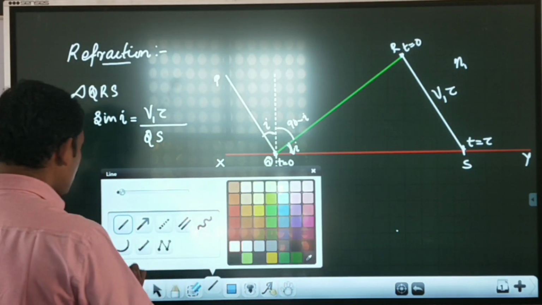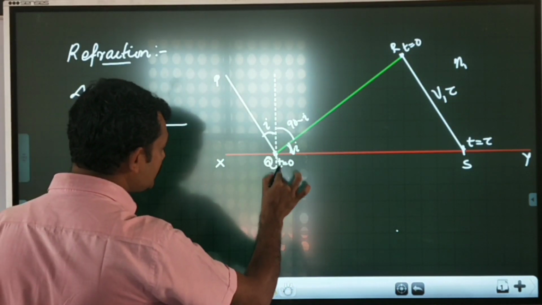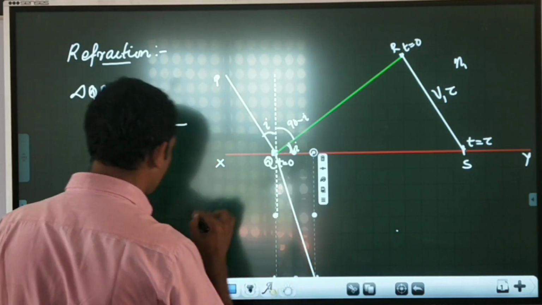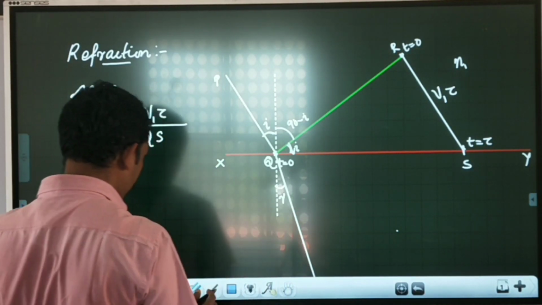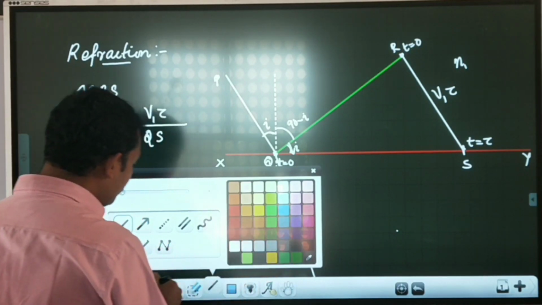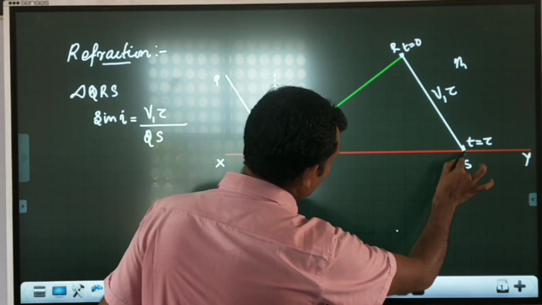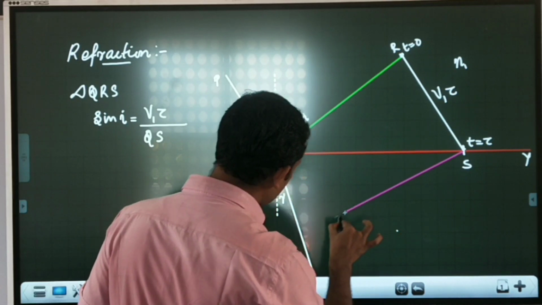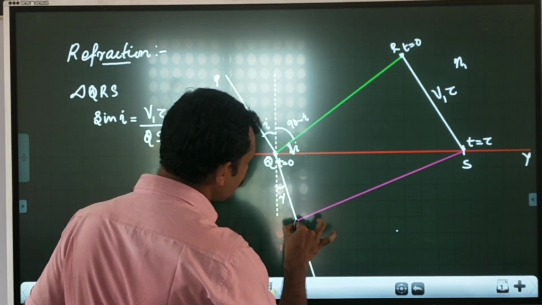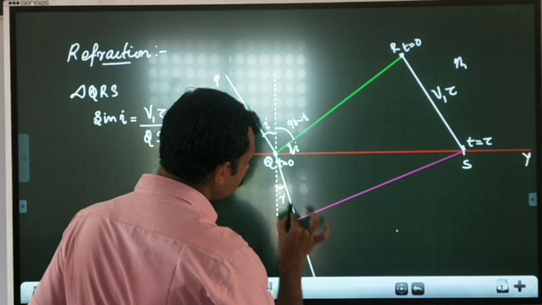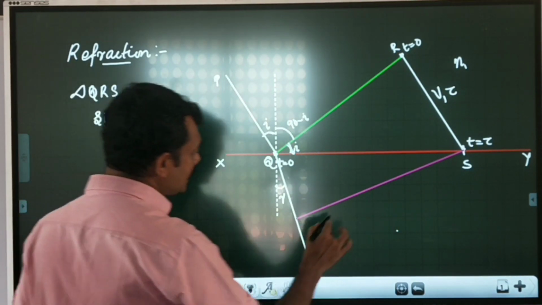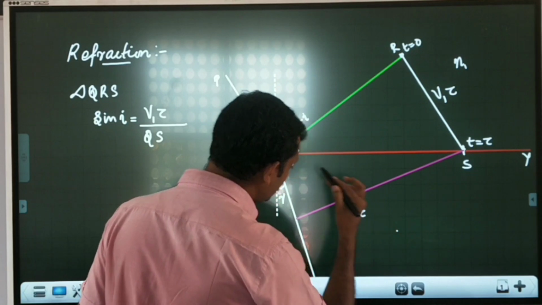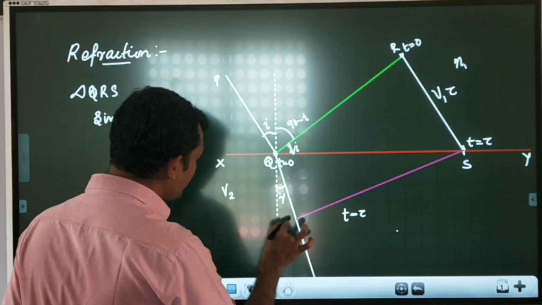Now the light which is incident here at t equal to tau undergoes refraction. Let me take this angle as R. Drawing the refracted wavefront now, I have to draw the wavefront in such a way that it is perpendicular to the ray. This is the wavefront at t equal to tau. Here the velocity is V2.